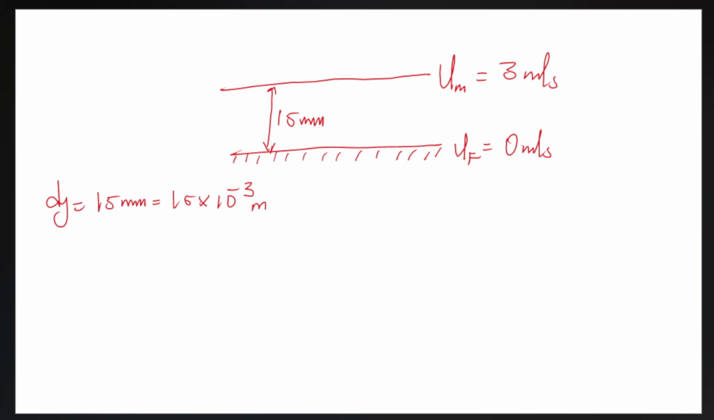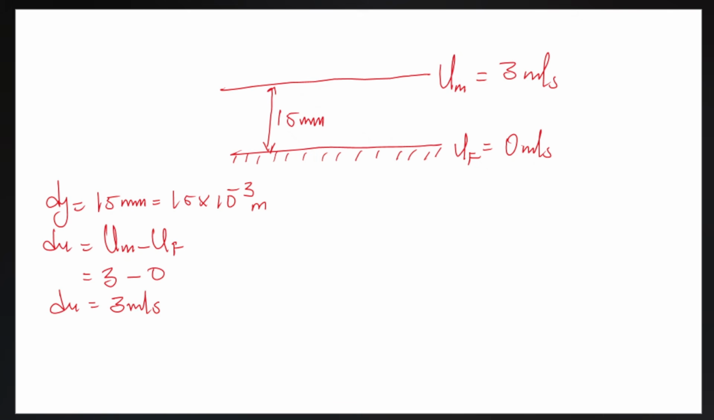What's the next thing you are given? Let's get the du here. To calculate du, it is simply U of M minus U of F: the velocity of your moving plate minus the velocity of your fixed plate. This will be 3 minus 0, and what you have here will be 3 meter per second. So this is your du.